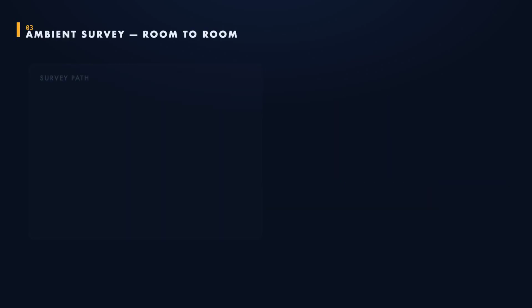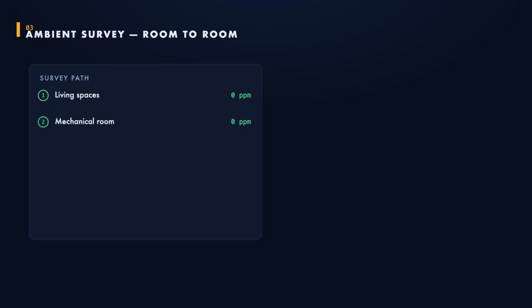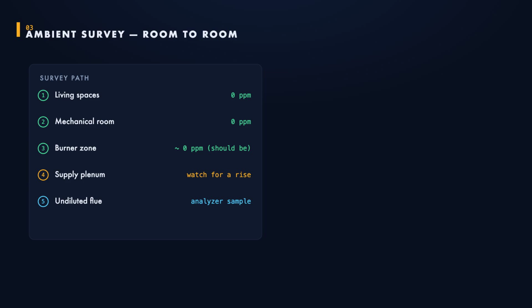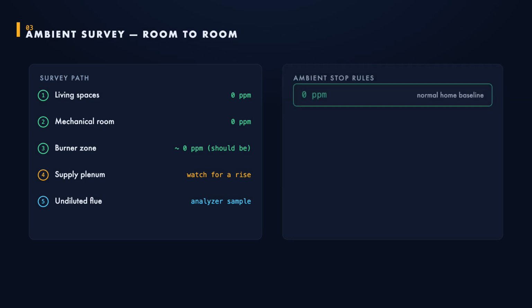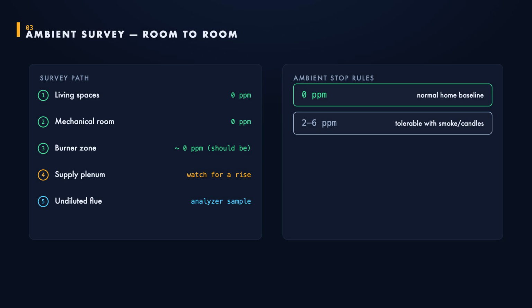Now survey room to room. Living spaces first, then the mechanical room, then the burner zone, which should read near 0. Then the supply-plenum, then the flue. A normal home reads 0 parts per million. A few parts per million is tolerable with tobacco or candles. Above about 6 is unusual. Investigate. Know your stop rules.